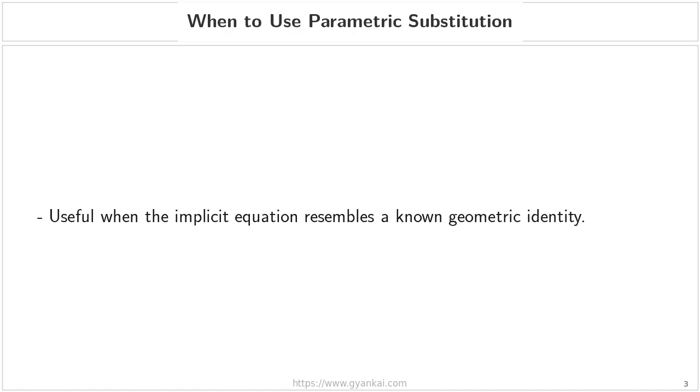When to use parametric substitution. Now that we have established the general concept of parametric substitution and the formula for finding the derivative, you might be wondering when exactly this method is the best approach to take. The key is to observe the structure of the equation. This technique is particularly useful when the implicit equation resembles a known geometric identity.